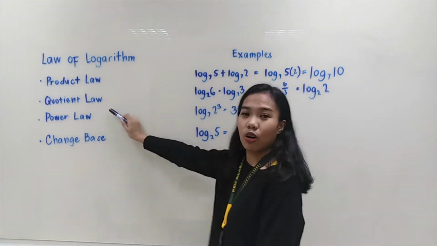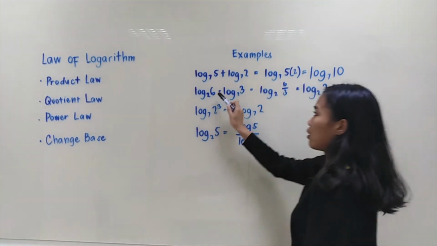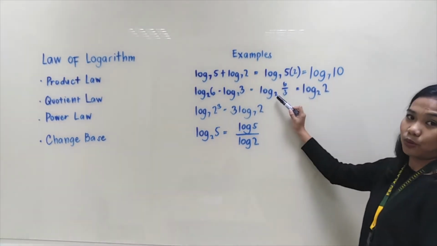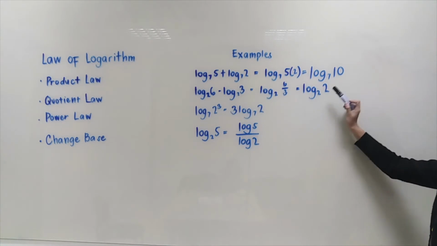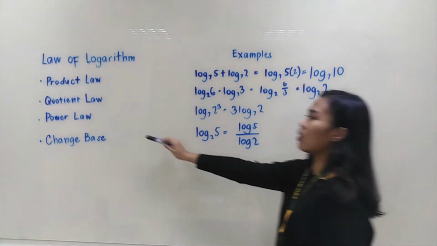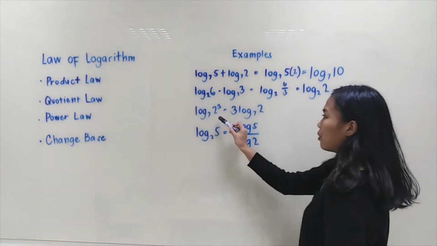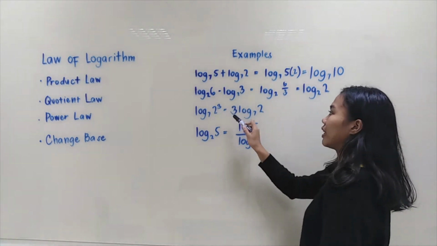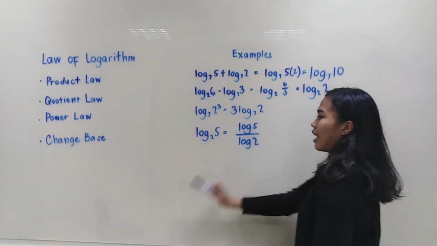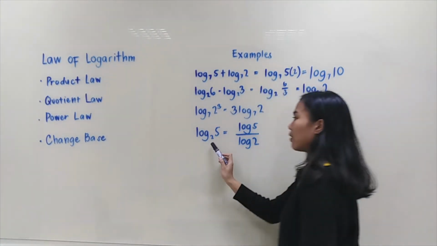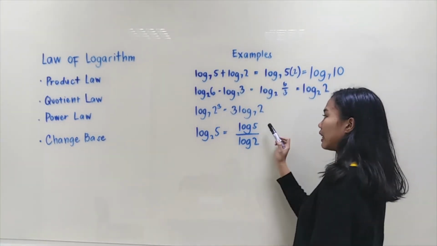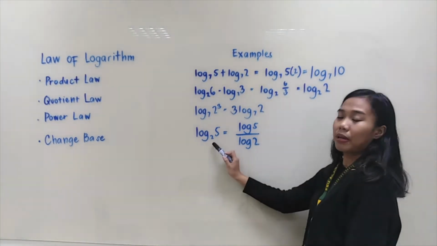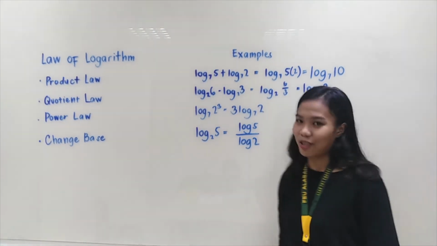The second law is the quotient law, wherein if you use the minus sign, it can be written as log 6 over 3 base 2. Then simplify: log 2 base 2. The power law: when there's an exponent, the exponent will be written first before the log. And the change of base: when there's a given log, you can rewrite it with the argument on the upper side and the base on the lower side.